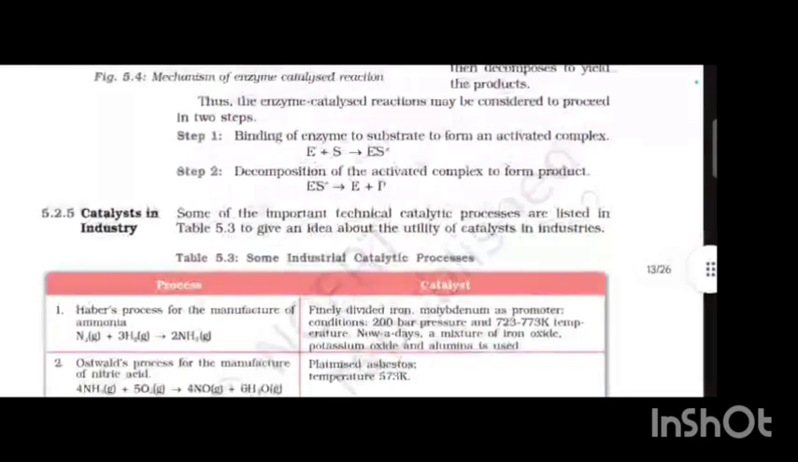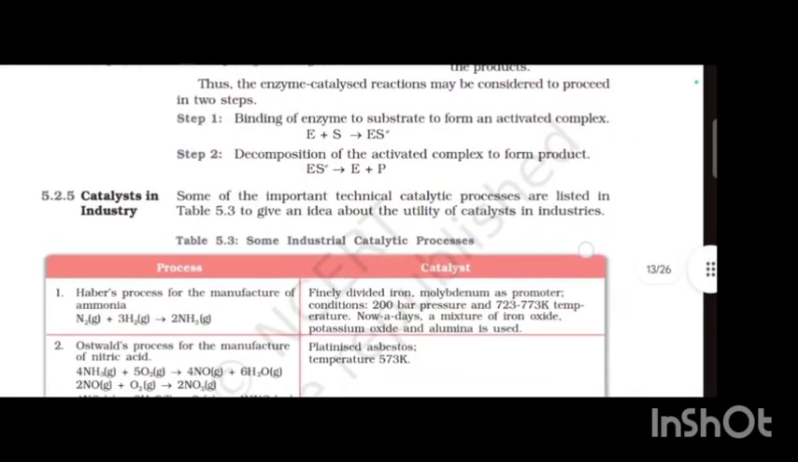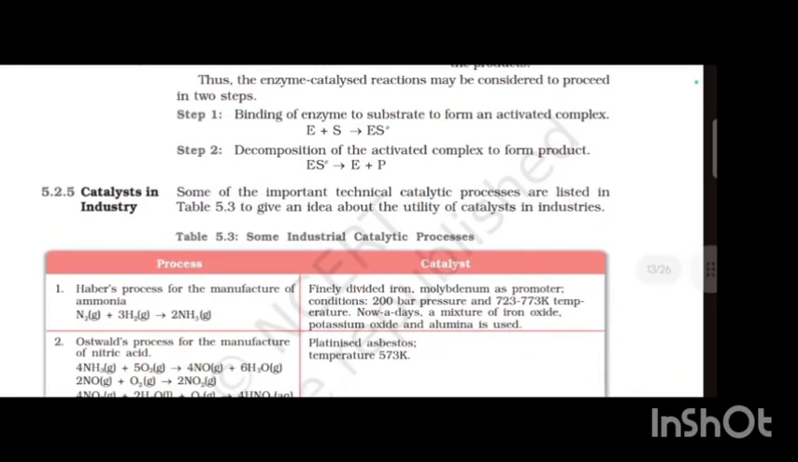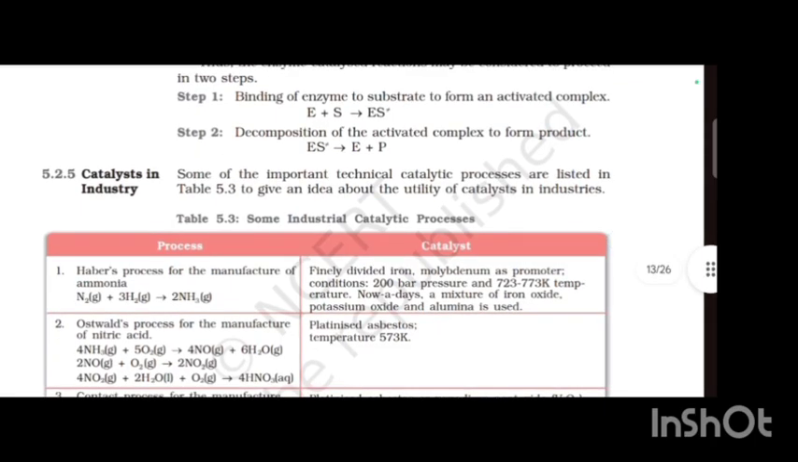Thus, the enzyme catalyzed reactions may be considered to proceed in two steps. Step 1: Binding of enzyme to substrate to form an activated complex, E plus S gives ES*. Step 2: Decomposition of the activated complex to form product, ES* gives E plus P.